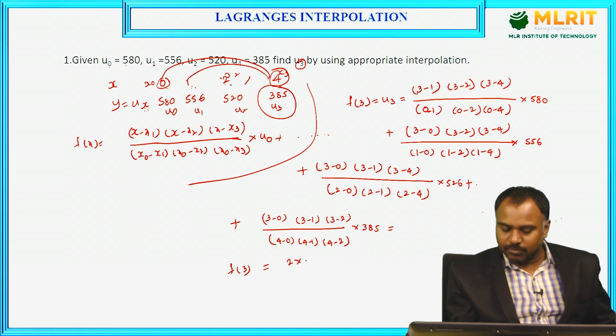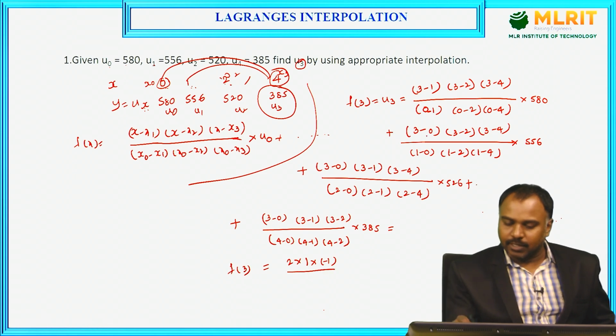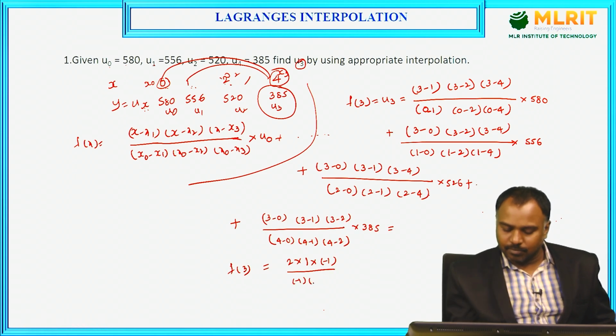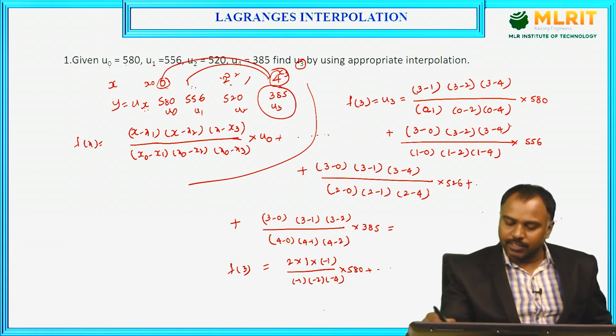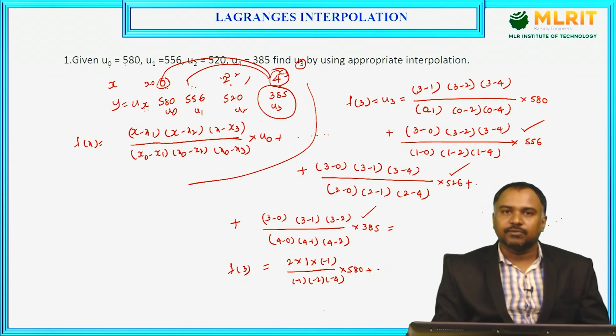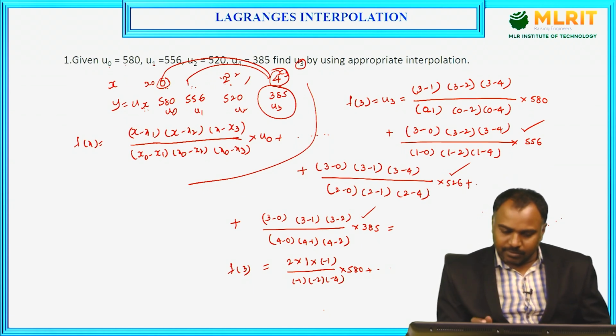3 minus 1 is 2, 3 minus 2 is 1, 3 minus 4 is minus 1, and so on, times the respective function value 5. Like this, we need to simplify the second term, third term and fourth term. We can simply type it into the calculator and simplify.